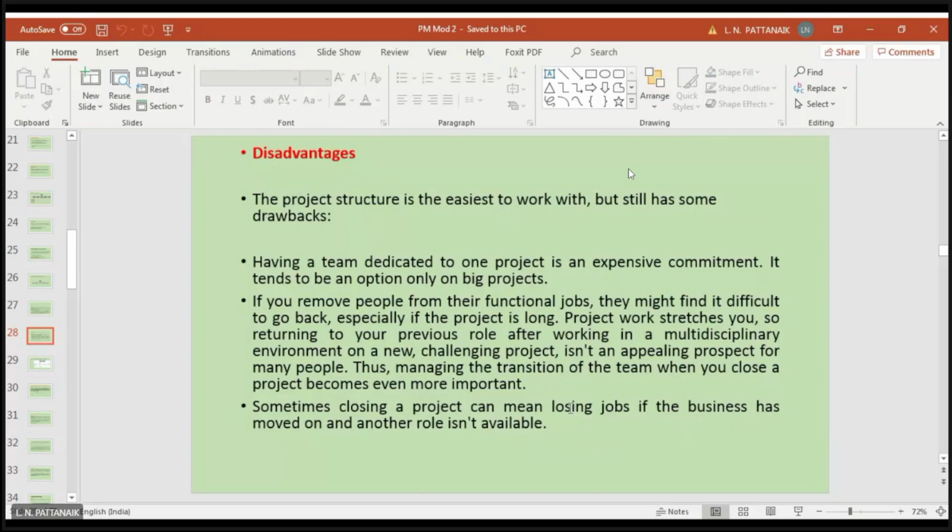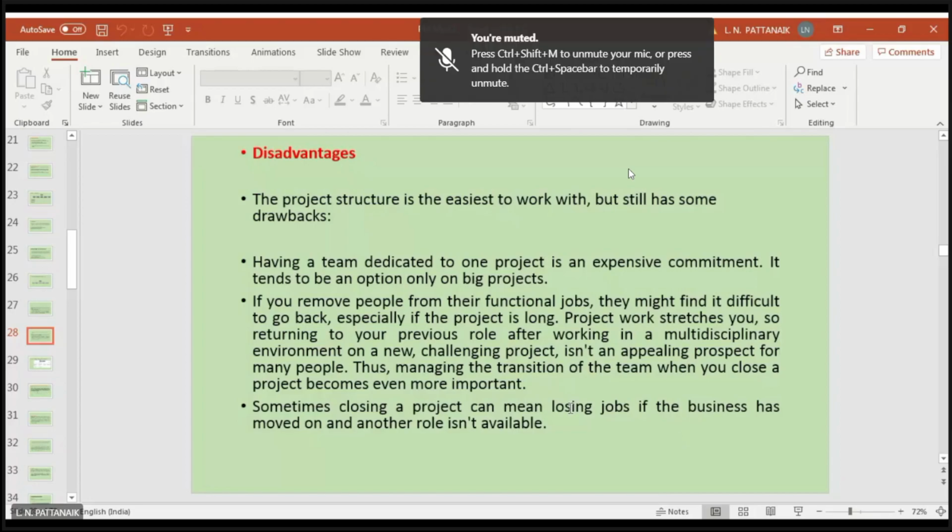Okay, some disadvantages. You can see the project structure is the easiest to work with, but still has some drawbacks. Having a team dedicated to one project is an expensive commitment. It tends to be an option only on big projects. Okay, the second one is interesting. If you remove people from their functional jobs, they might find it difficult to go back, especially if the project is long. Project work stretches you.